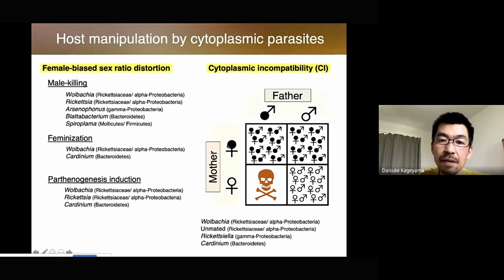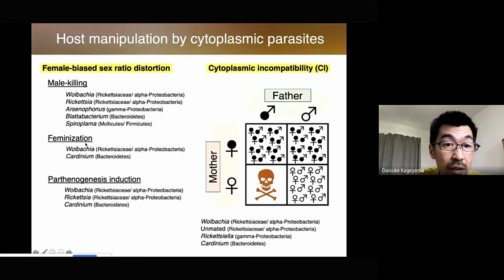But if the mother is infected and the microbes are inherited, they can rescue the modification, so that they can increase their proportion among the population rapidly. So this is called cytoplasmic incompatibility, and the others are female-biased sex ratio distortion.